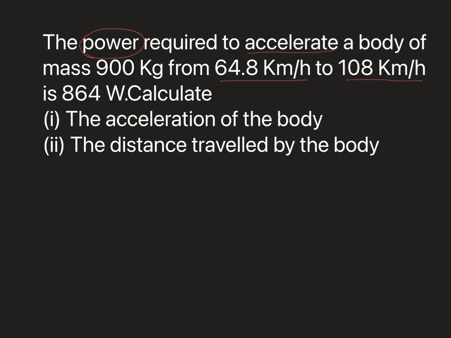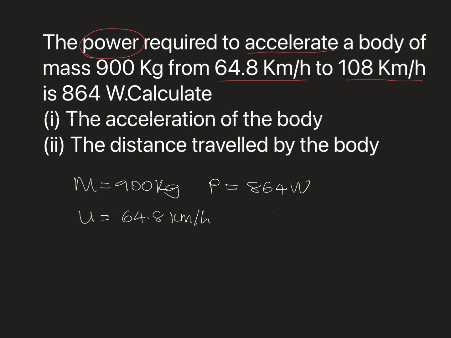So if I collect the data, I know that the mass given is 900 kilograms. The power given is 864 watts. The initial velocity is 64.8 kilometers per hour. The final velocity is 108 kilometers per hour.